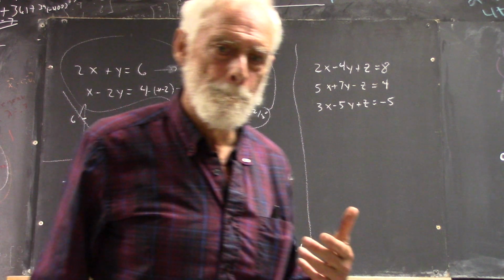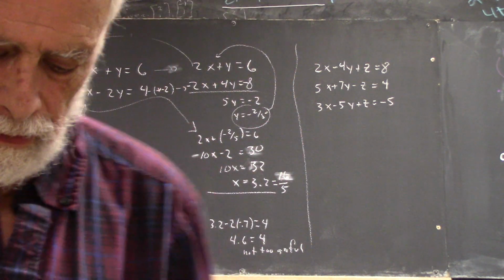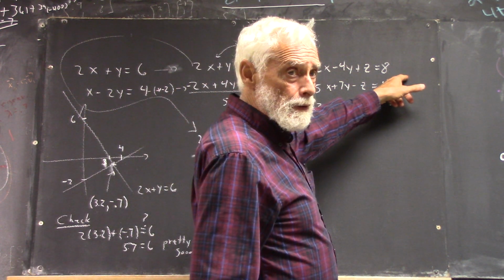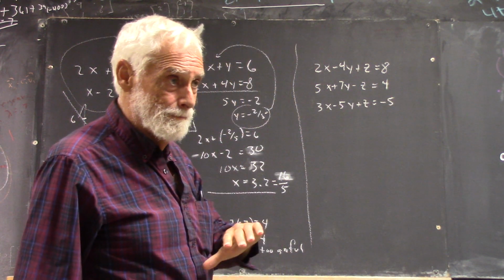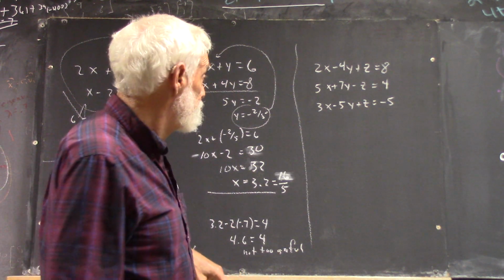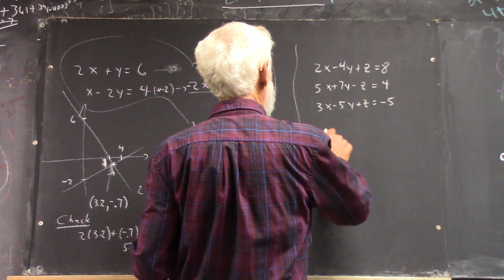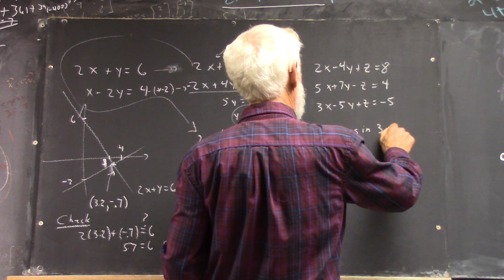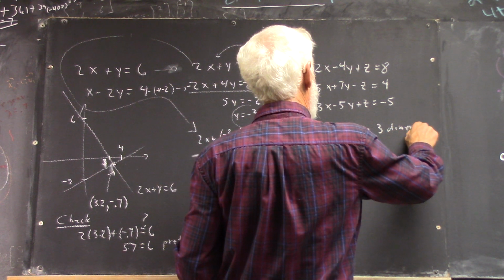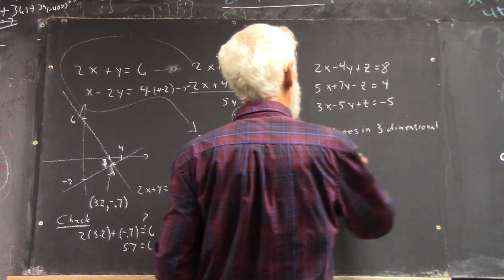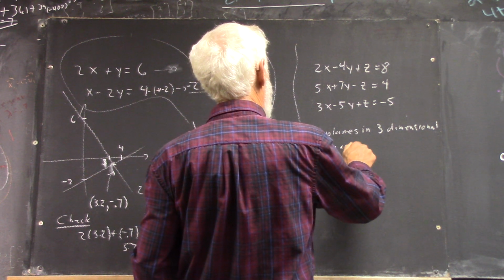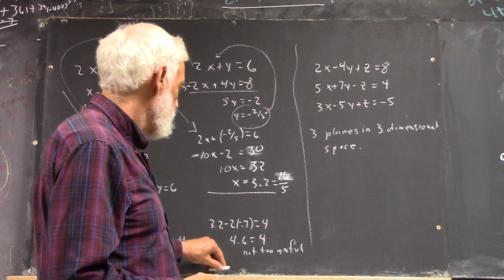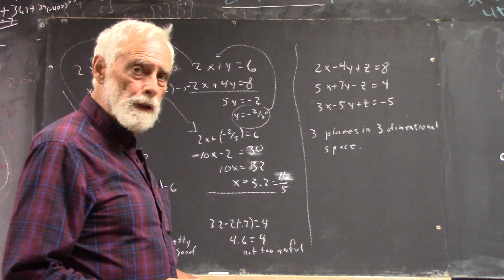Okay? Well, the graph of one of these things is a plane in 3 dimensions. Okay? Three planes in 3-dimensional space. Okay? Now there are a lot of possibilities for those planes.